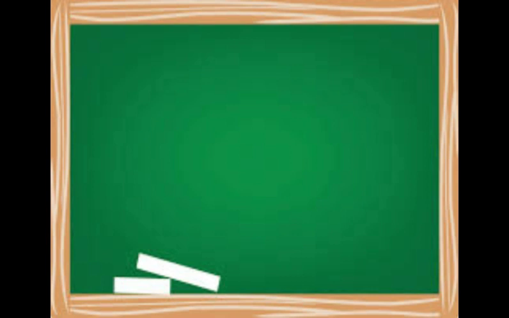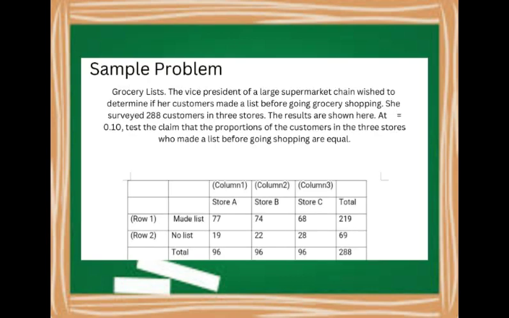So let's have a sample problem regarding a grocery list. The vice president of a large supermarket chain wished to determine if her customers made a list before going grocery shopping. She surveyed 288 customers in 3 separate stores. The results are shown here. At alpha equals 0.10, test the claim that the proportions of the customers in the 3 stores who made a list before going shopping are equal. Here's the table where the data has been laid out, having 3 columns consisting of the stores that have the same sample size of 96, and row 1 with 219 and row 2 with 69.